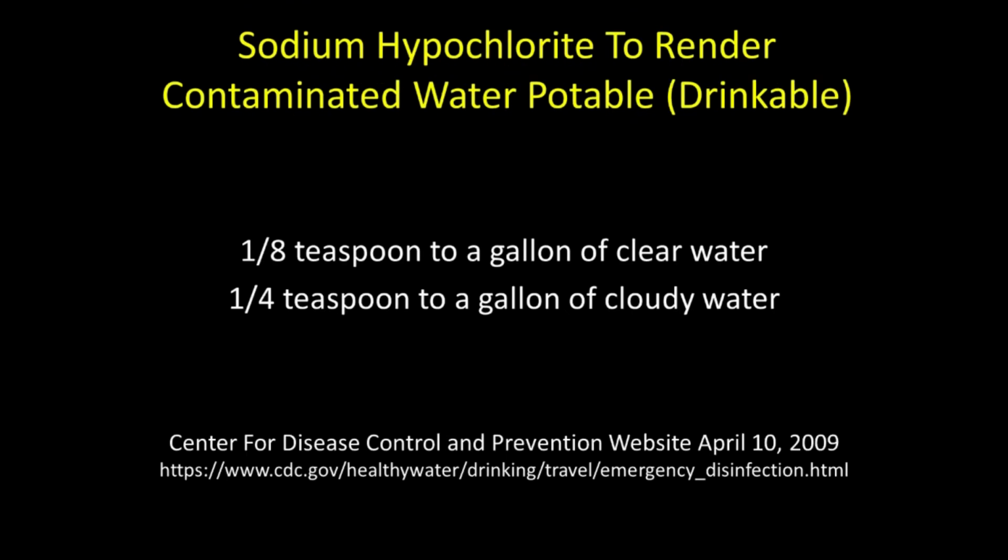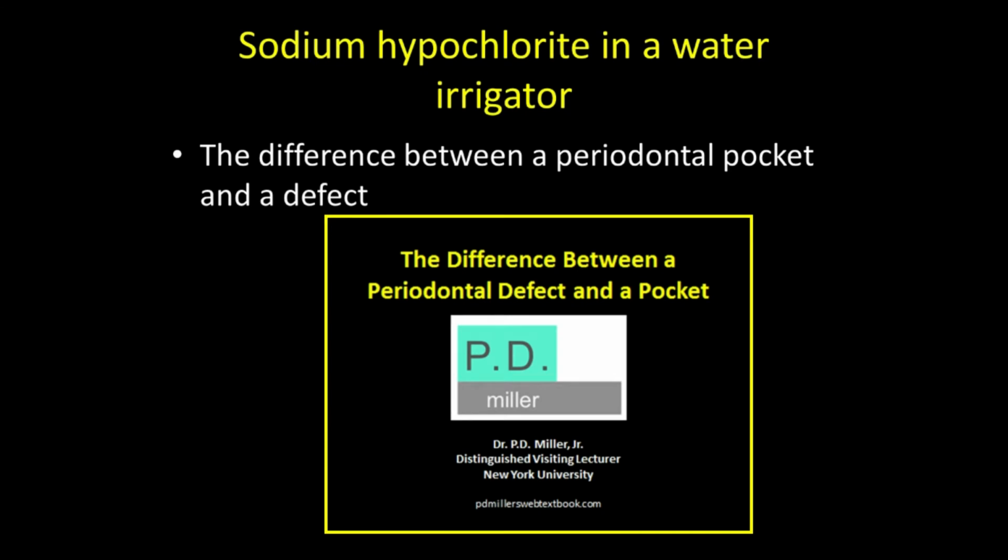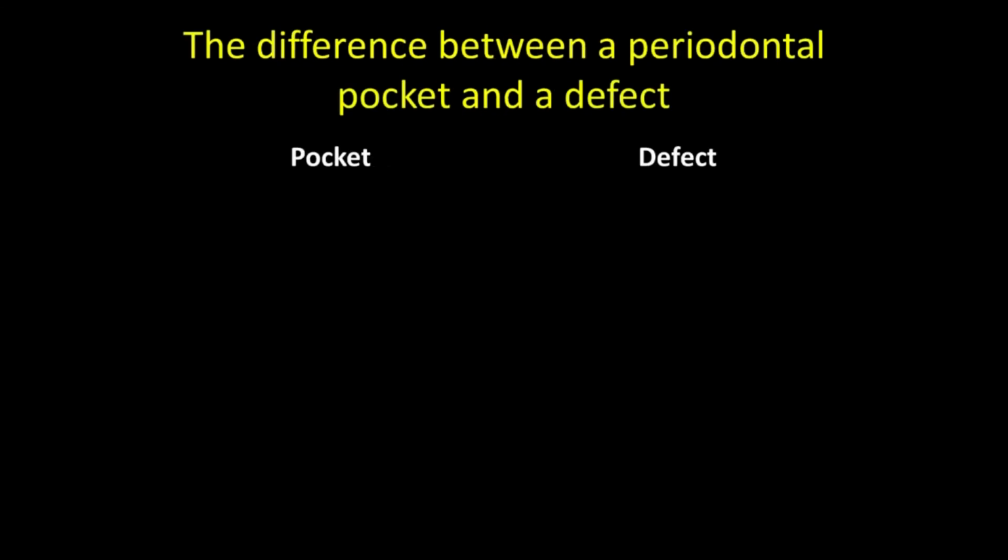But how safe is sodium hypochlorite? Sodium hypochlorite has been used and recommended by the Center for Disease Control for making potable water out of contaminated water. If contaminated water is clear, they simply add 1/8 of a teaspoon to that, and that makes it drinkable. If the water, however, is cloudy, then we add 1/4 of a teaspoon to that. Sodium hypochlorite can be used in a water irrigator in the case of a periodontal pocket as well as a periodontal defect.